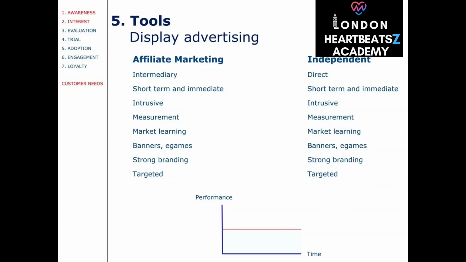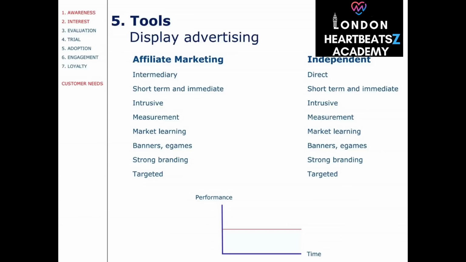Exactly. Next up is display advertising. And they talk about two main approaches: affiliate marketing, which is working with intermediaries, and then independent or direct approaches. Both of these are short-term, more immediate. They can be a little intrusive, but they have really strong branding potential. So think banner ads, pop-ups, that kind of thing. Yeah, they can be annoying, but they can also be really effective for getting your brand out there.